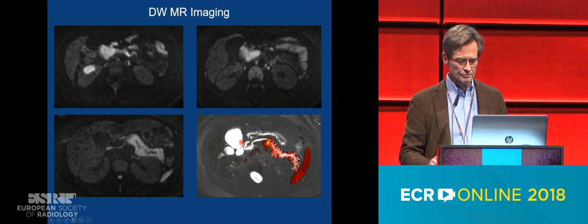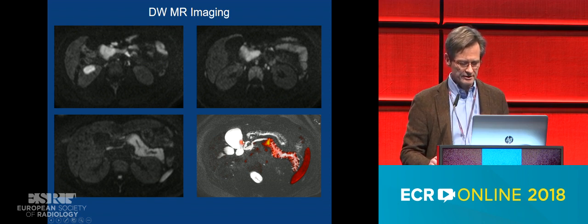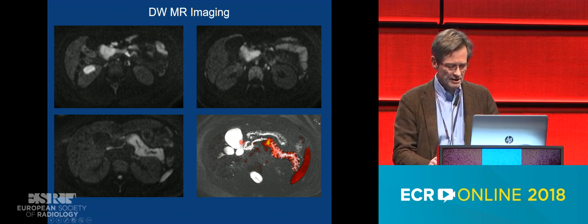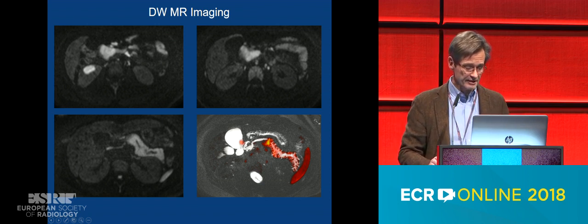In addition, this is an overlay between the axial view of the MRP and diffusion-weighted imaging with high B values. And you see that at the level of the stricture, the area of restriction at diffusion-weighted imaging is much larger than in the body, in the tail of the pancreas and in the head of the pancreas.